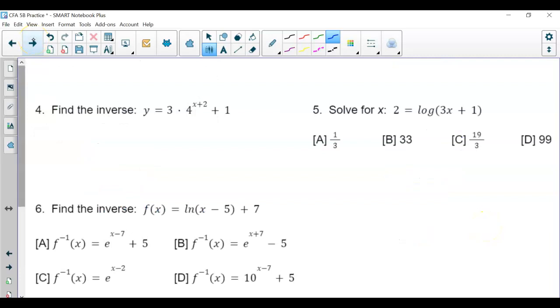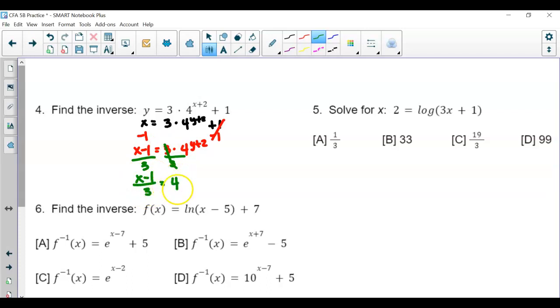Now in number 4, we're finding the inverse. So here I'm going to go ahead and switch my X and Y values. And notice we have an exponential, so we will end up with a log. But we first have to get it by itself. Treat it like a two-step, so I'm going to subtract 1 first from both sides. X minus 1 is equal to 3 times my exponential. So because we're still multiplying by 3, divide both sides by 3. So we've got X minus 1 over 3, which is equal to now our exponential, which is by itself because Y plus 2 is altogether in the exponent.